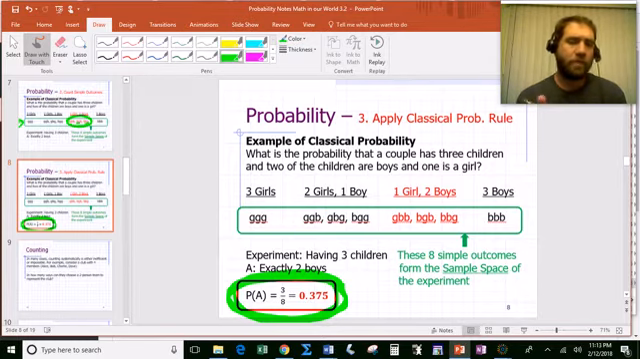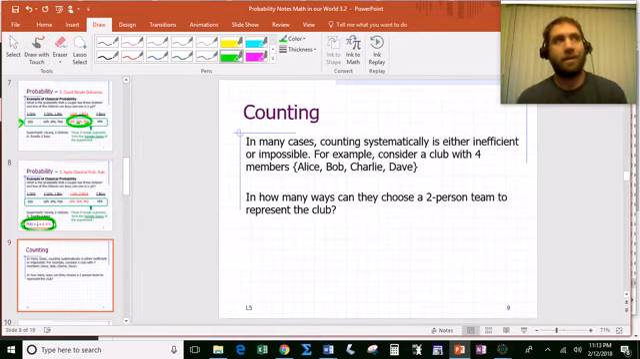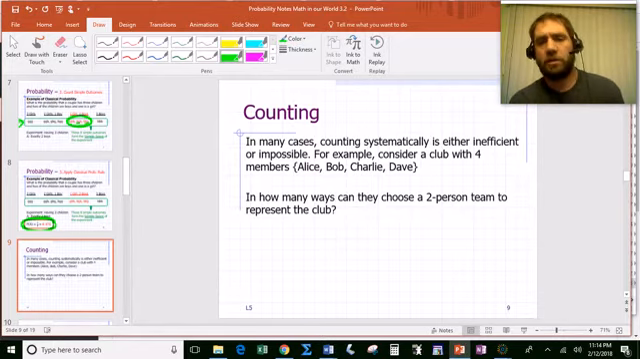Now, like I said, with small numbers, we don't need to know what these 8 outcomes are. We just need to know that there are 8 of them. And with larger numbers, it becomes logistically impossible to count by listing. So we're going to develop strategies to count how many outcomes are possible in some systematic or formulaic way without actually listing.